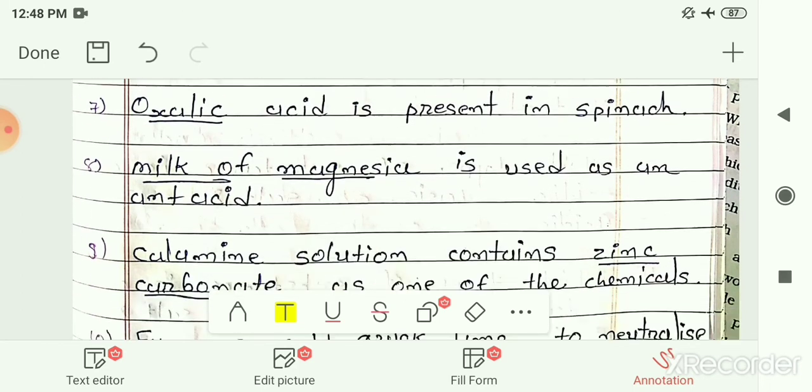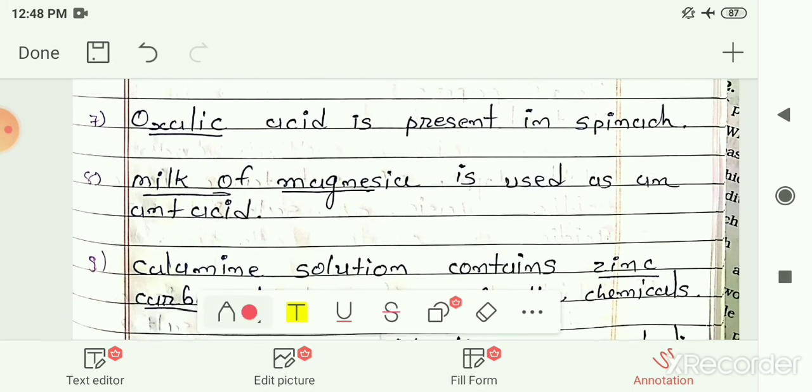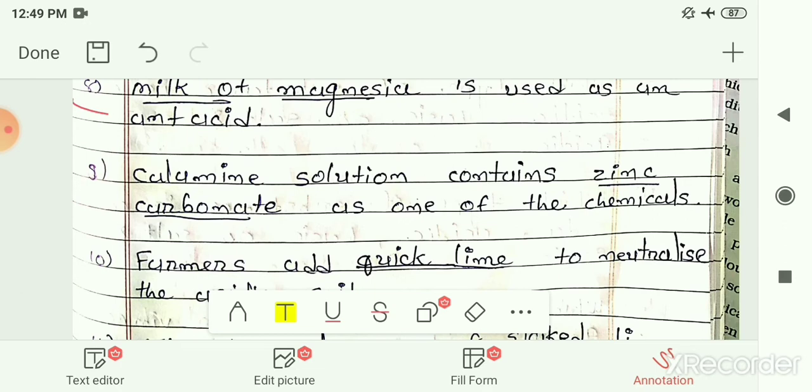Next, seventh number, blank acid is present in spinach. So in spinach, oxalic acid is present. So here your answer is oxalic. Oxalic acid. Next, blank is used as an antacid. In the MCQ also we had seen milk of magnesia is used as the antacid. So here your answer is milk of magnesia.